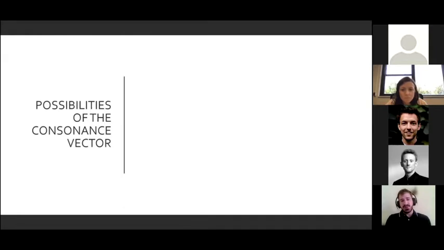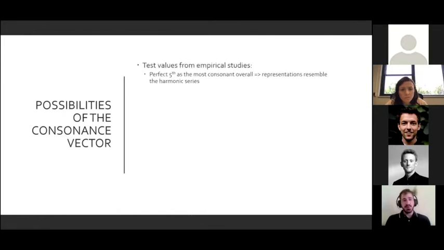A graded consonance vector opens many testing possibilities. One could use values from empirical studies. Such a vector would greatly favor a perfect fifth, so the output representation would resemble the harmonic series. The vector we previously used favors both the perfect fifth and the thirds, the building blocks for standard triads.